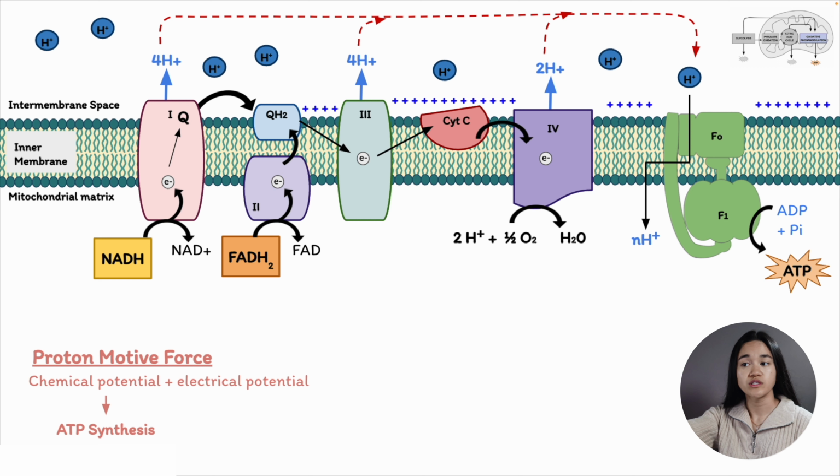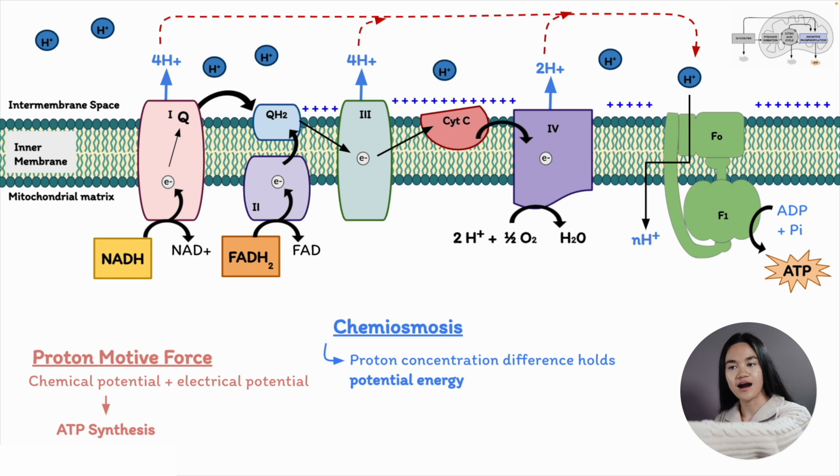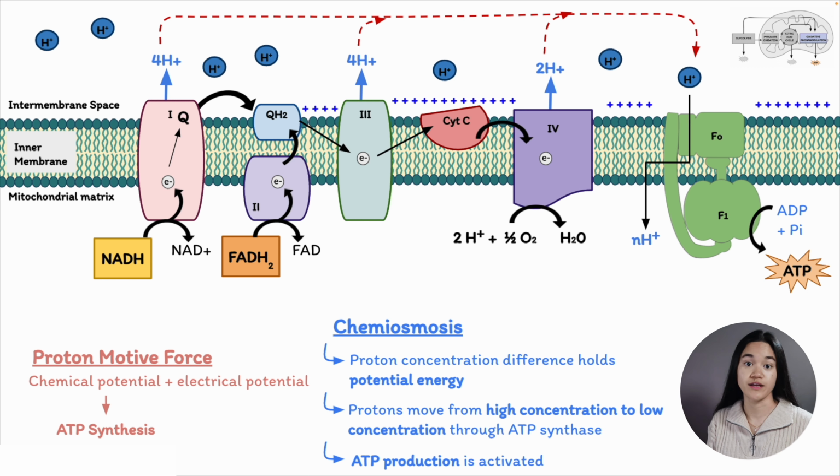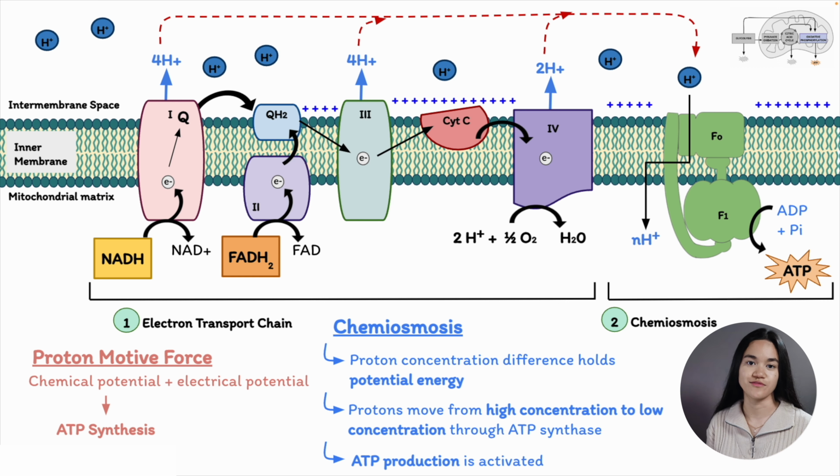And that energy is going to be used and converted into the chemical energy of ATP. This process here is called chemiosmosis. We're pushing protons from an area of high concentration to an area of low concentration. The proton concentration difference between the intermembrane space and the matrix holds potential energy, the energy that was produced from transferring electrons. And as protons move from high concentration to low concentration through ATP synthase, this stimulates the production of ATP. And if we take the electron transport chain and chemiosmosis, this is called oxidative phosphorylation.